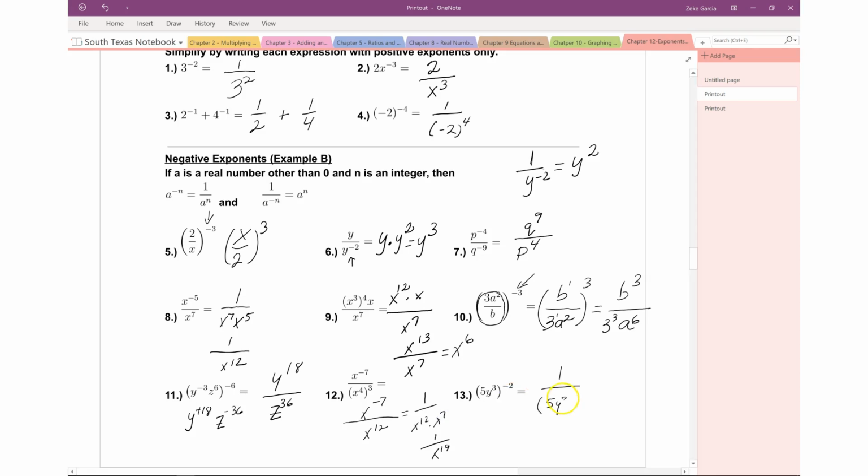Number 13, y to the 3rd raised to the 2nd power. Since we have a power raised to a power, we have 1 divided by 5 squared. And then we have 3 and 2, so that's 3 times 2. So it's y to the 6th power.